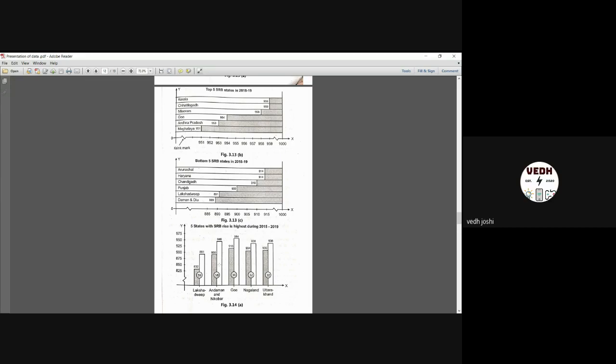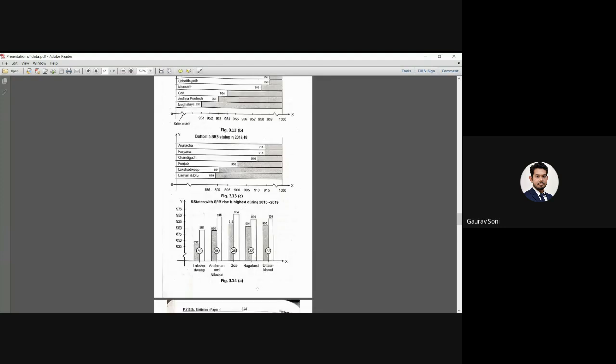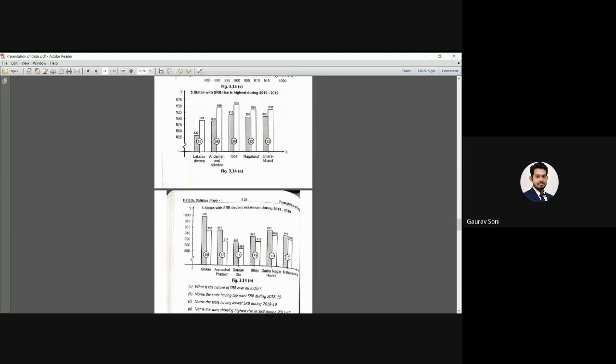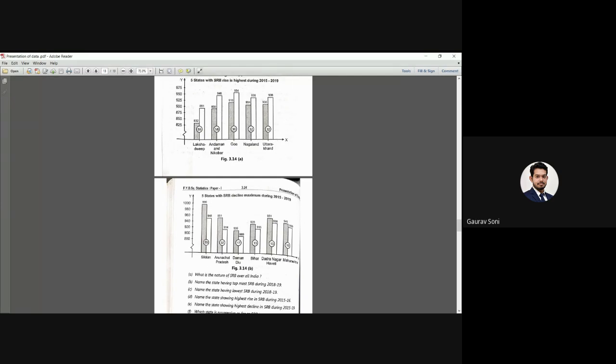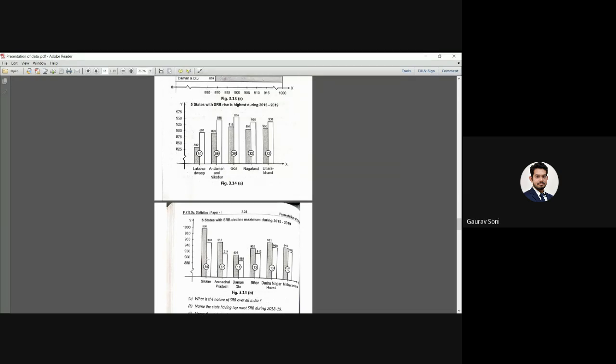Sikkim. So the highest decline in SRB. Where is Sikkim? Yes, the next chart. In this, the highest decline is 50 here. So decline maximum during 15-19. In this, you have 50, 37, 17, 13, 13, and 10. So the decline maximum is 50, and it is shown by the state Sikkim. Fine, so we have seen all the charts.